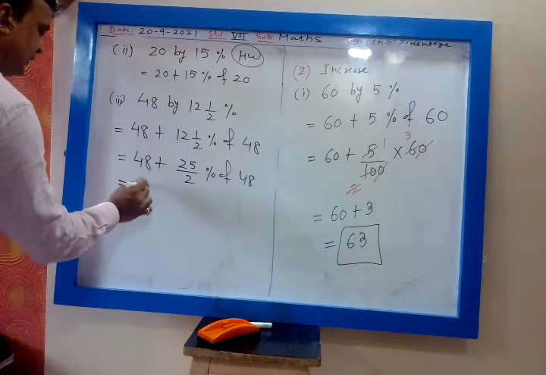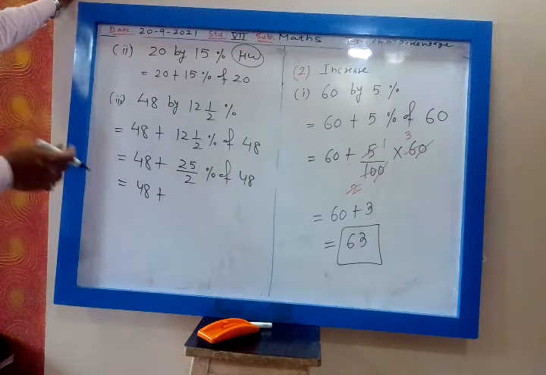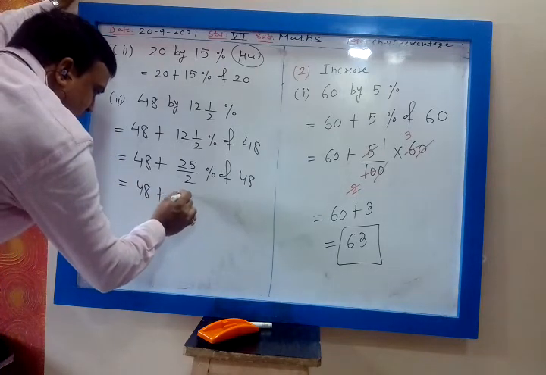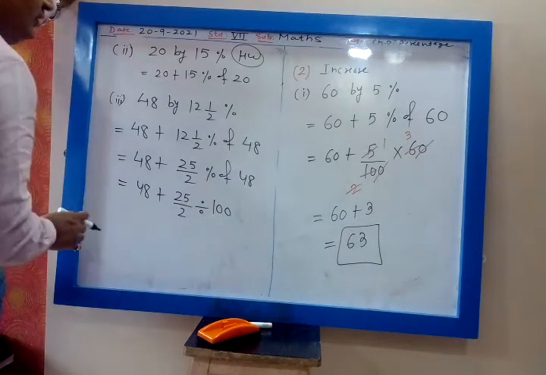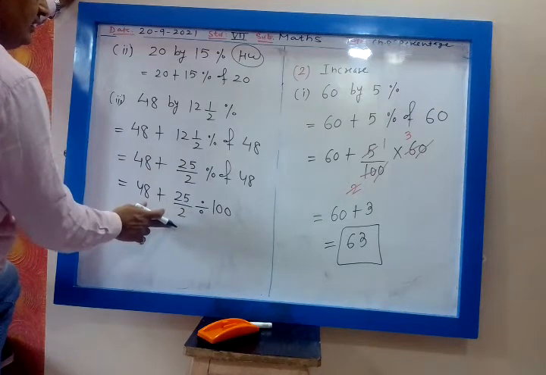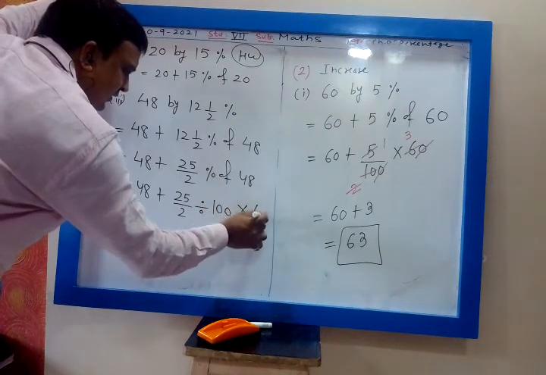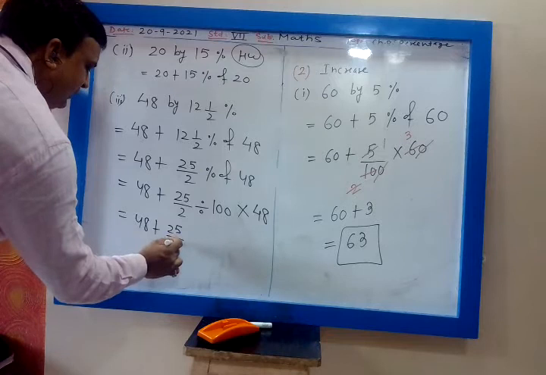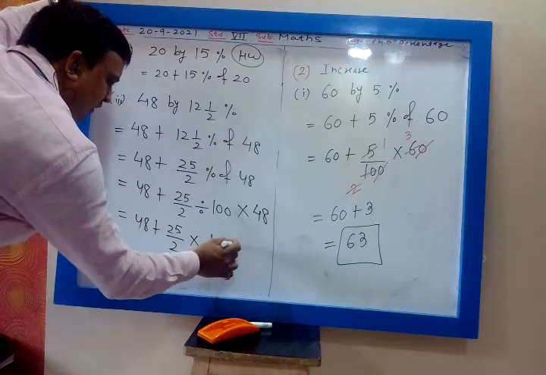So that is 48 plus. No, my dear, this is 25 by 2. So what do you mean by x percent? So this will be 25 by 2 divided by 100. When we remove the percentage, I have to divide by 100. Then of means multiplication, 48. So 48 plus 25 by 2. Now this division we convert into multiplication. So we take the reciprocal of the second, 1 upon 100 into 48.